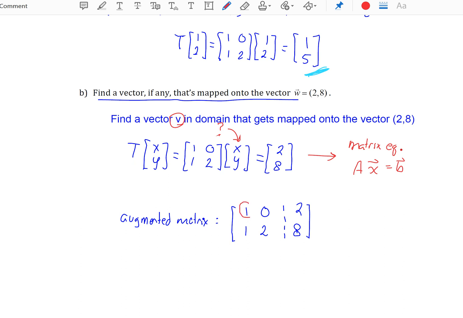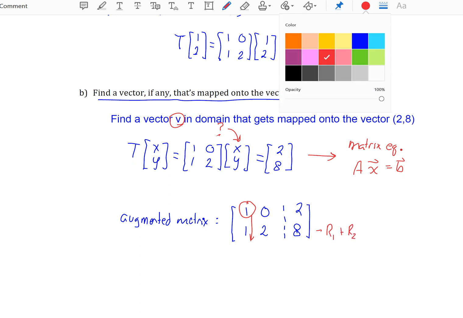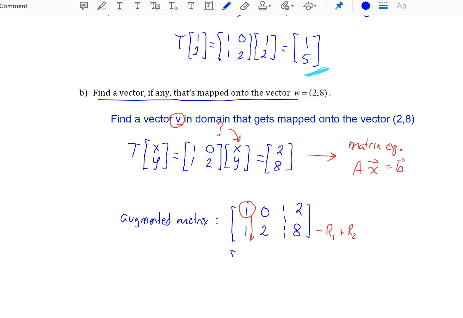With this as our pivot position, we want to make what's below that pivot turn into 0. So I'm going to go negative row 1 plus row 2. When doing this transformation, the first row of our matrix does not change. Negative of 1, add that to 1 is 0. Negative of 0 added to 2 is still 2. Negative of 2 added to 2 is 6.